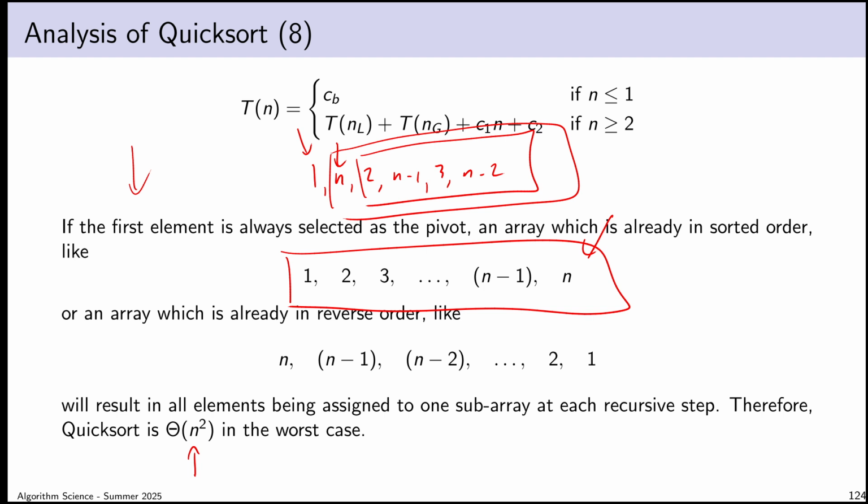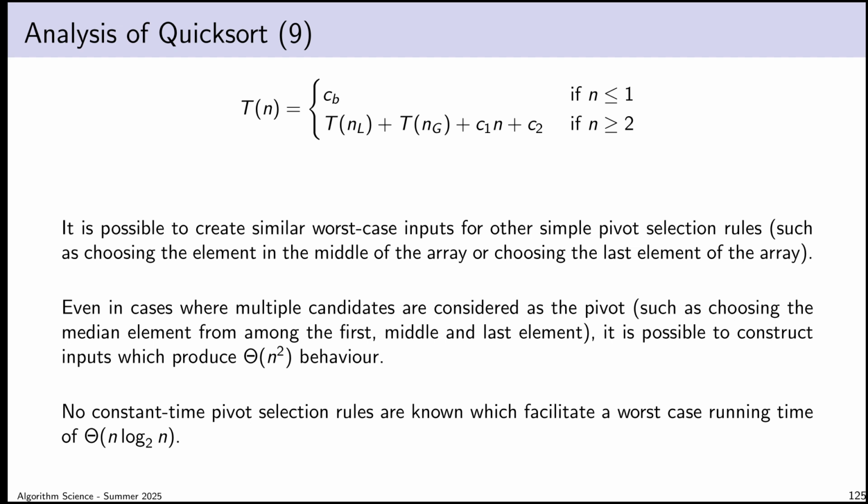I will come back to this problem, though, in a couple of lectures. In any event, if you give me a simple pivot selection rule, I could give you a worst case input that results in n squared behavior. There are no constant time pivot selection rules known that facilitate a worst case running time of n log n. That's not to say that they can't exist, but simply that nobody's discovered one yet. And there is enough evidence, I think, that it's unlikely that one exists.